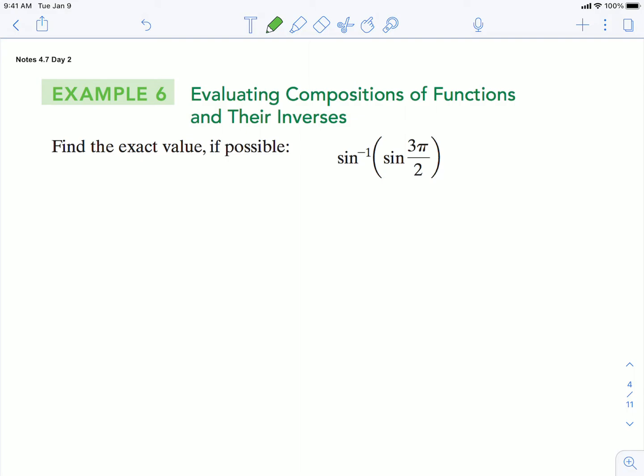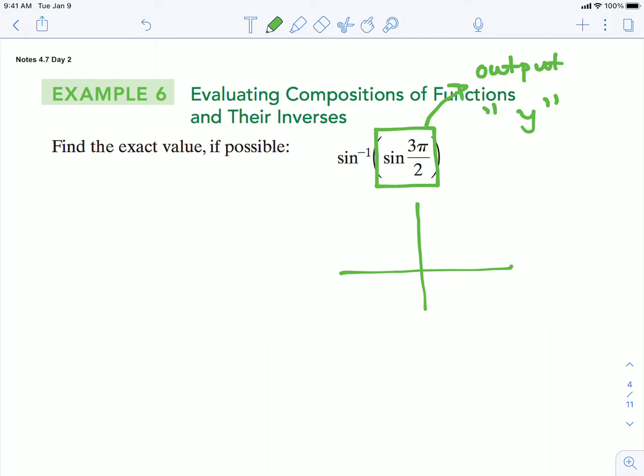So when you do composites, you always work in the innermost parentheses first. So let's start here at the sine of 3 pi over 2. This is not an inverse. This is looking at your unit circle and evaluating for the sine of 3 pi over 2. Your output is going to be the y on your unit circle. So we need to find out where is the sine of 3 pi over 2.